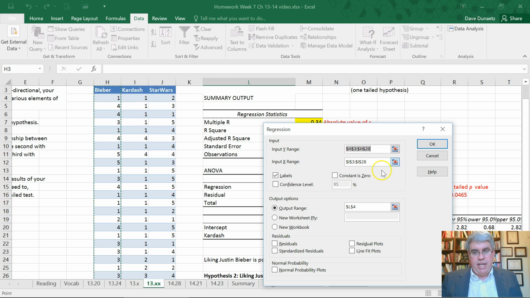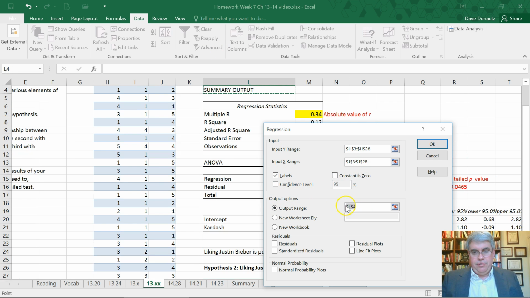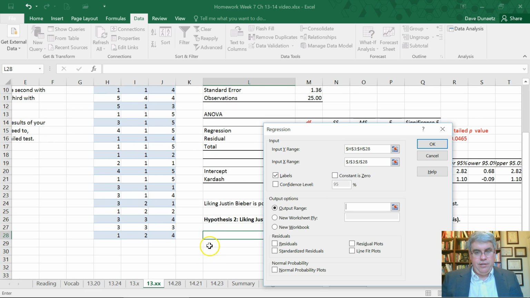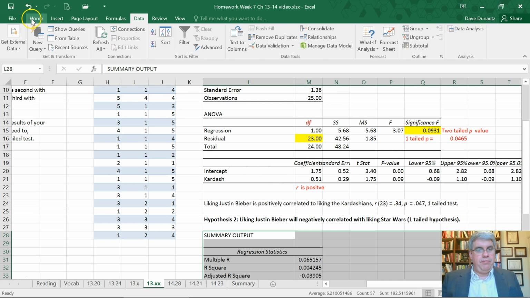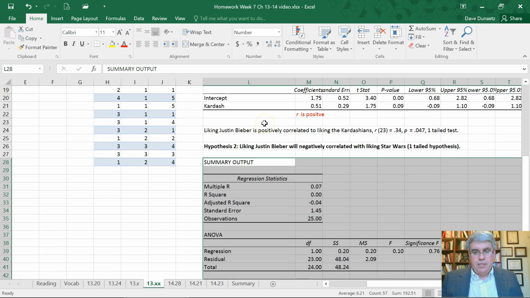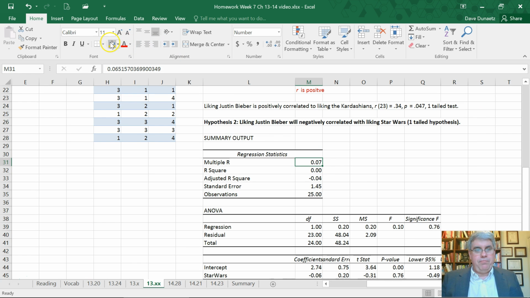Okay, we've already got Bieber in X. Let's go over to Star Wars and choose that. And we've got the labels and the output range. Now let's choose the right output range. Let's put it down here. And we press OK. Let's round off some numbers. Number format. And we have, ooh, look, R is 0.07.